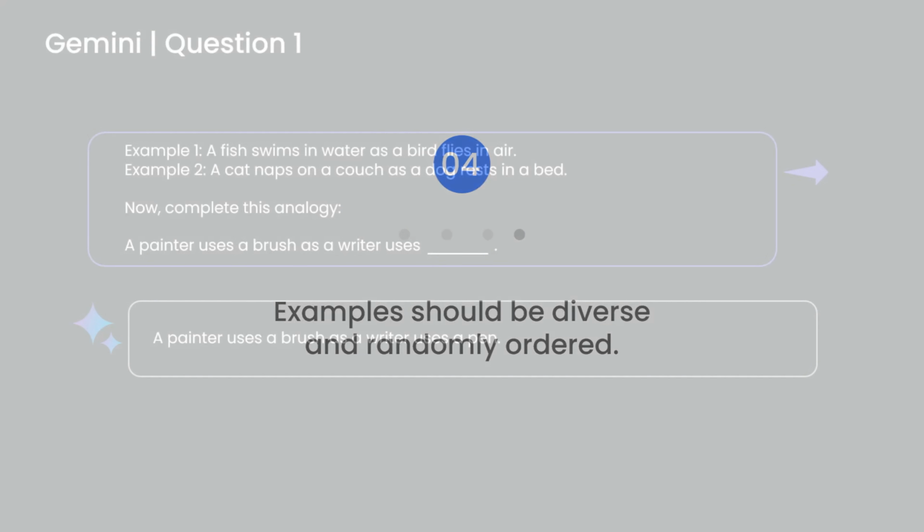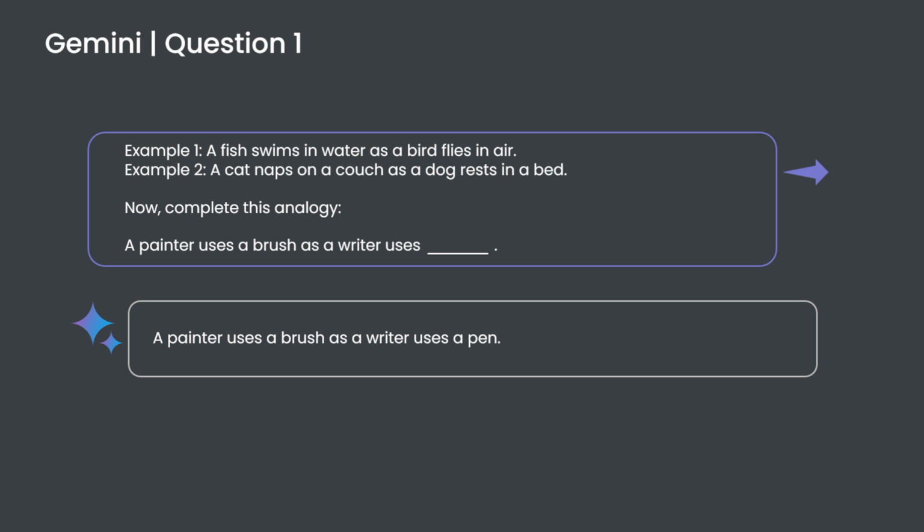Let's take a look at some questions provided to Gemini. First question. We provide Gemini with some examples. That is, a fish swims in the water as a bird flies in the air. A cat naps on a couch as a dog rests in a bed. And then we ask Gemini to complete the analogy, and Gemini goes ahead and provides us with an answer.